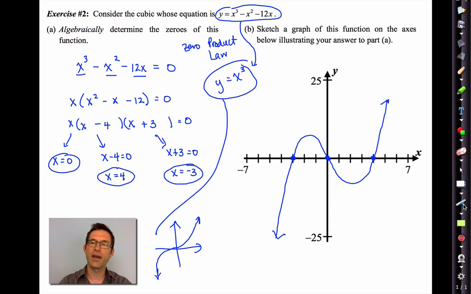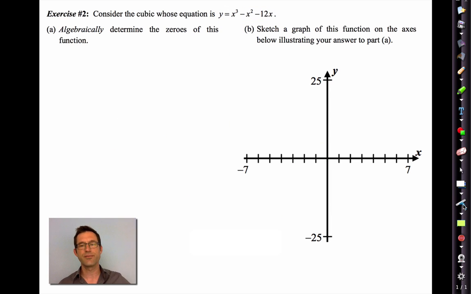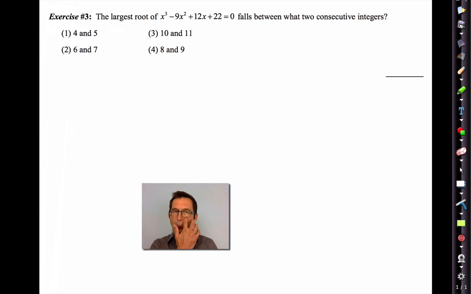All right, let's clear that out and go on to the back side of the sheet. All right, now I'm glad that we have our calculators out because let's take a look at this one. It says exercise 3. The largest root of x cubed minus 9x squared plus 12x plus 22 equals 0 falls between what two consecutive integers? All right, now consecutive integers are things like 4 and 5, 6 and 7, 10 and 11, 8 and 9. Consecutive integers. So what I'd like you to do is pause the video now and see if you can use your calculator to solve this problem.